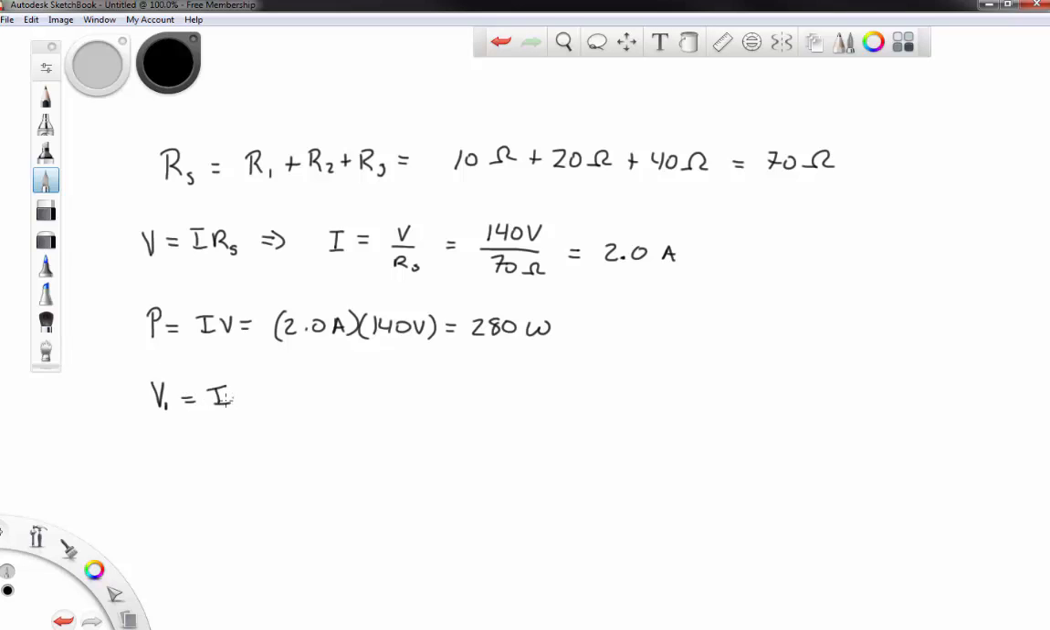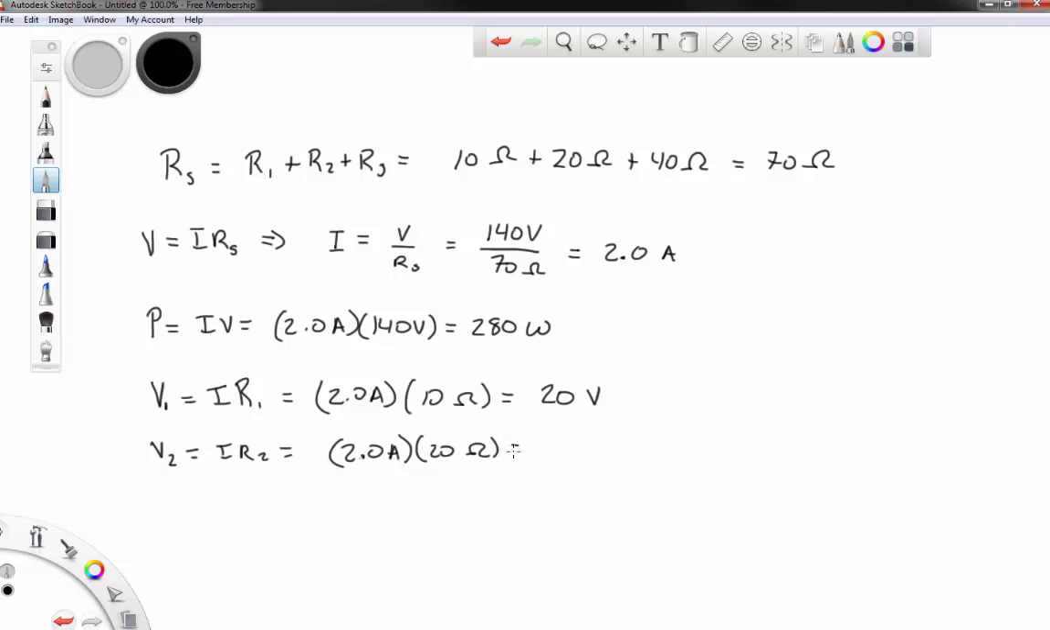So V sub I, or V1, the voltage drop across the first, is going to be I times the resistance of the first, and so that's going to be 2.0 amps times 10 ohms. So 10 times 2, you might need your calculator to figure that one out, is going to be 20 volts. For the second one, we use I times R2, so that's 2.0 amps times a total of 20 ohms. Again, if you need your calculator, go for it. So 2 times 20 should give us 40 volts.